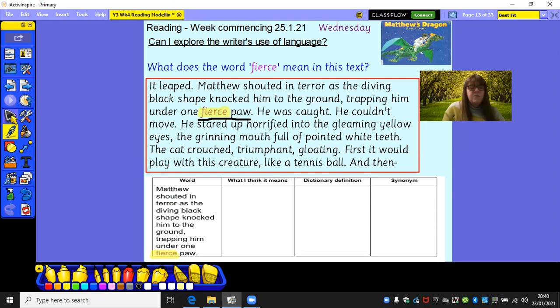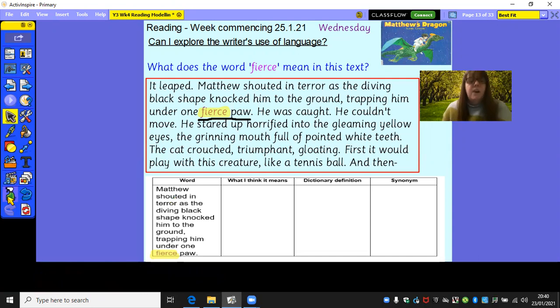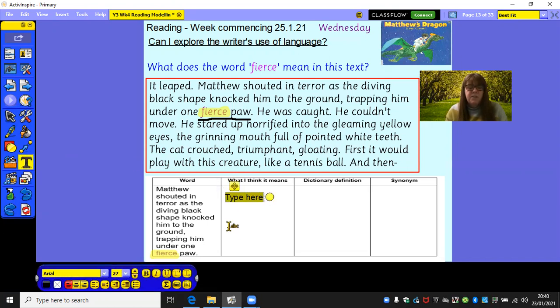Now, where do we find paws? We find paws on animals, don't we? So from that noun paw, I know that he's trapped under some sort of animal's paw. So we're using that sentence to help me just define fierce. What I think it means, I'd put in the first column. So if it's going to be a fierce paw, it's an animal. If an animal is considered to be fierce, they're probably wild and dangerous. That would be my first thought about what I think the word fierce means.